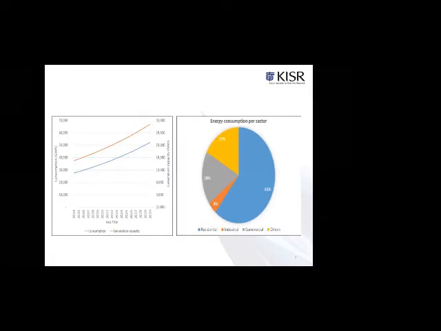Also here, if we look at the different sectors consuming energy in the country, we see that the residential sector makes up 61% of the total. And this is because of the heavy use of air conditioning during most of the year. It used to be like six months of the year. Now, you know, with the change in the environment, we use air conditioning almost all year round. And this is causing this heavy use of energy in the residential sector.